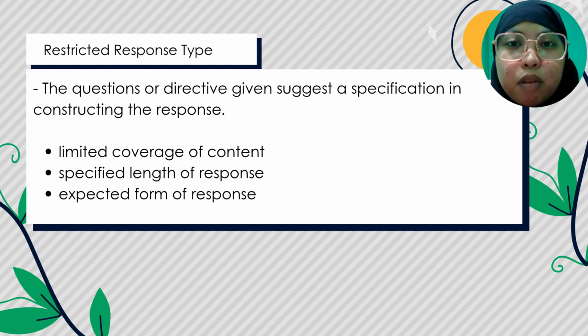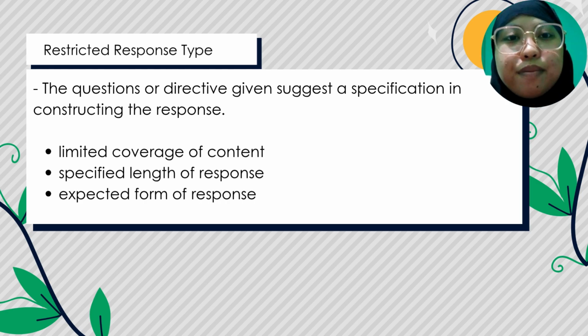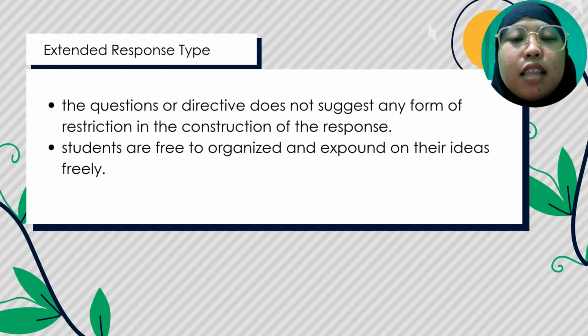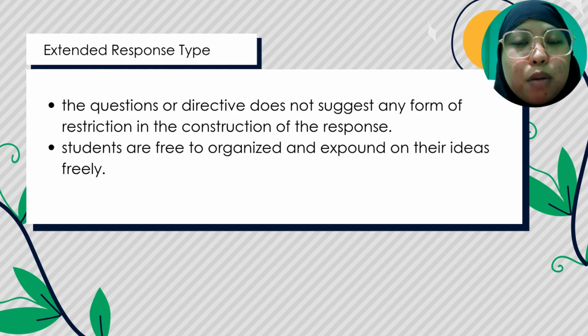And that is an example of restricted response type of essay because the length of response is specified, and there is the expected form of response, which is the RM. And the second type of essay item is the extended response type. It is where the question or directive does not suggest any form of restriction in the construction of the responses. Students are free to organize and expound on their ideas freely.